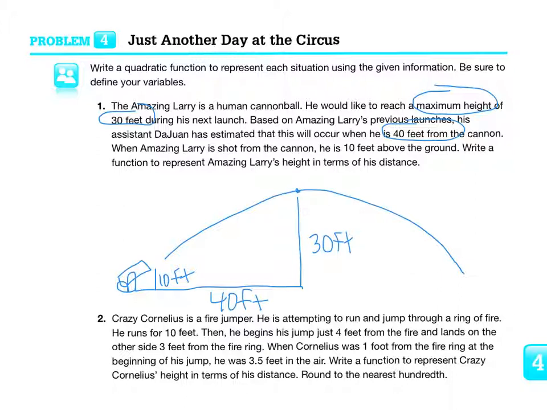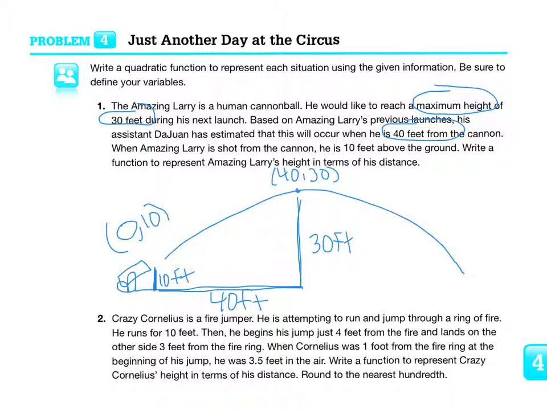So we're going to look at our maximum height is at 40 feet and 30 feet high. So 40 is our x and 30 is our y. And then we look at when he is shot out of the cannon, he is 0 feet from the cannon, but he is 10 feet off the ground.